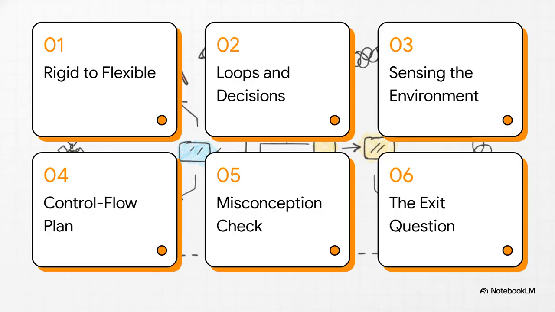Well, it's because the real world changes, and rigid basic programming simply cannot adapt to those changes. Okay, let's dive into this. Here's our map for today so you know exactly how we're going to build up your knowledge. 1. From rigid to flexible. 2. Loops and decisions. 3. Sensing the environment. 4. Tracing a control flow plan. 5. A robot misconception check. And finally, number 6, the exit question.